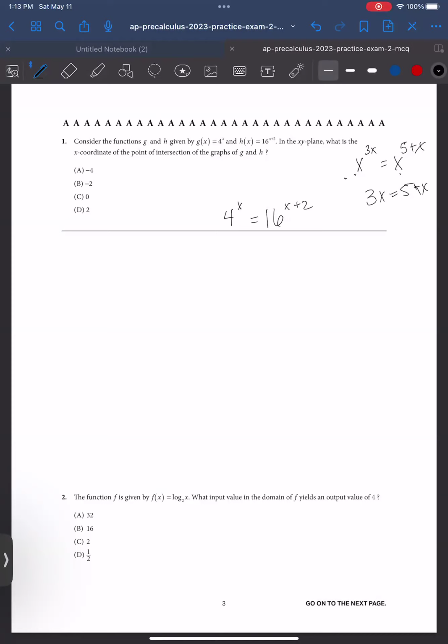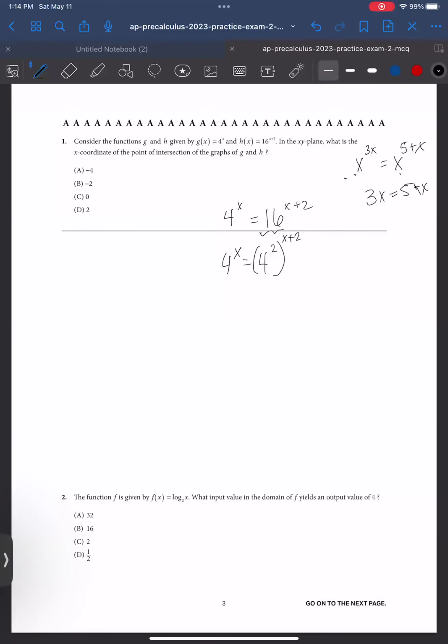So I have to make them the same base. I can rewrite 16 as base 4, as 4 squared. Now remember, it's 4 squared to the x plus 2 power. And what happens when I have a power to a power? What operation do I have to do?